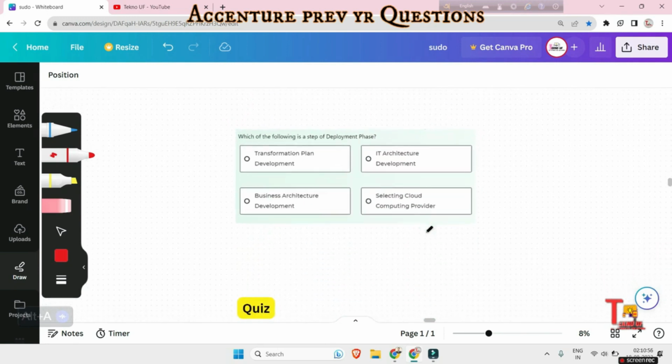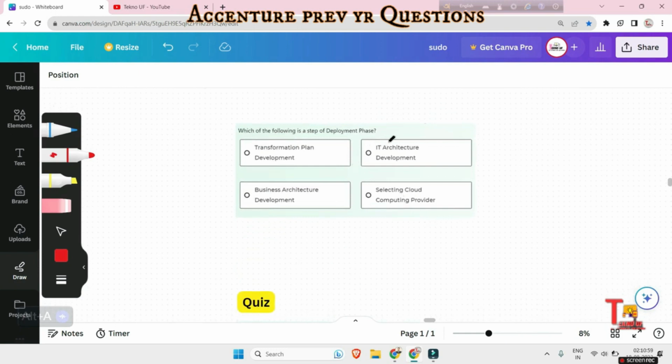Okay, let's go to our next question. That is, which of the following is a step of the deployment phase? Transformation plan development, business architecture development, IT architecture development, or selecting cloud computing provider? Which will be the answer? The answer will be selecting cloud computing provider, right? Actually, this phase focuses on both of the above two phases. It involves two steps: selecting cloud computing provider, and maintenance and technical service, right? So the answer will be selecting cloud computing provider, right?